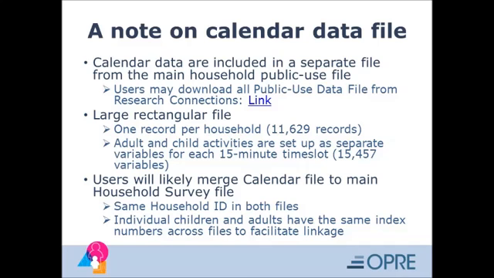So there are a lot of variables, almost 16,000 variables, and some of the variables are not particularly meaningful because there are up to 9 children per household and up to 12 adults per household. And for households that do not have that many children or that many adults, those variables will be empty. But all the data is there.